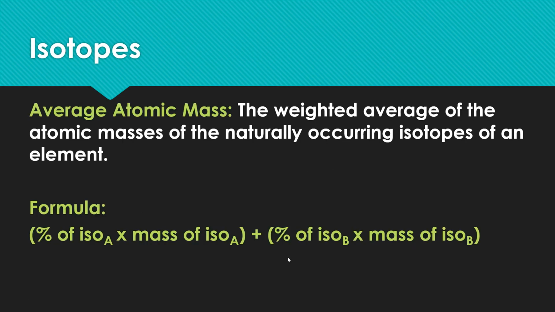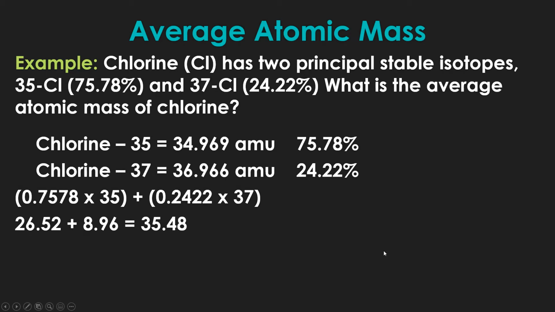Okay, so the bottom line for all this is average atomic mass is the weighted average of atomic masses of naturally occurring isotopes. And the formula is you're going to take the percent of some isotope, multiply it by the mass, and then add it to the percent of the other isotope times its mass. And so here's some examples. Chlorine has two principal stable isotopes, chlorine 35 and chlorine 37. We know that 75.78% of all chlorine is chlorine 35, and that 24.22% is chlorine 37.